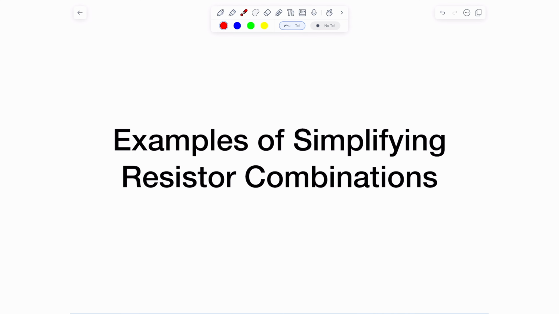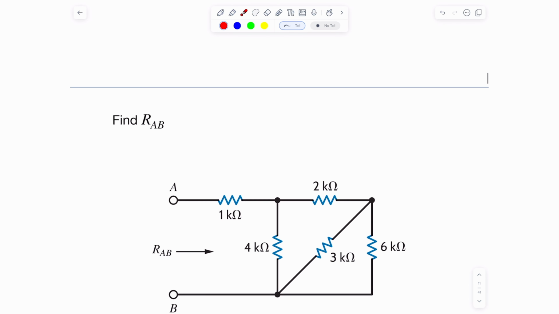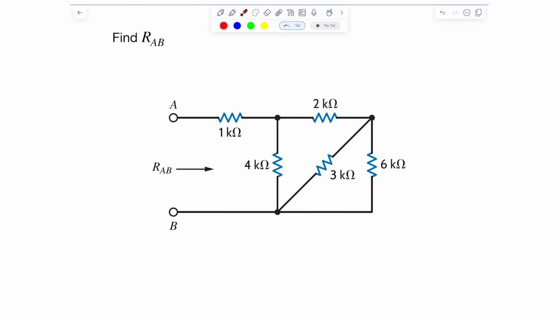In this video, I'll show you a few examples of a bunch of resistors connected together and how we can simplify them using the series parallel connection that we know by now. So in this first example, I'm presented with a circuit that has a bunch of resistors. Actually, it's not a circuit, it's just a simple part of a circuit. Why is it not a circuit? Because I don't see any sources.